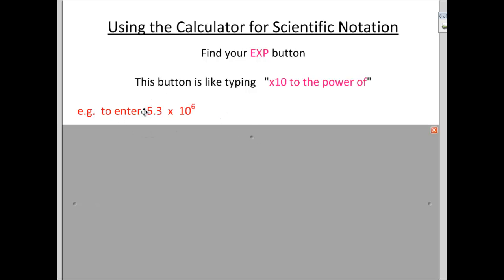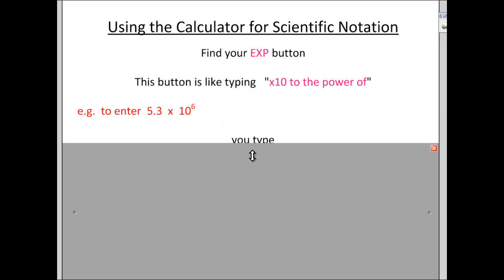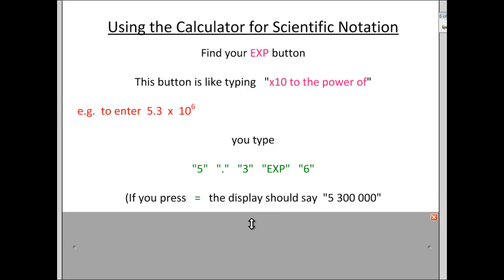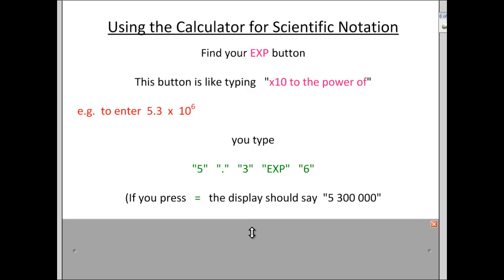That's what it does in your calculator. So if you wanted to enter something like this, 5.3 times 10 to the power of 6, this is what you type. Your 5, your point, your 3, then you type exponential, and you'll notice that what pops up on your screen is a little times 10, and then it's waiting for you to tell it what power the 10 is being raised to. So in this case it's a 6, so you just type 6. 5.3 EXP 6. When you press equals, your display will turn into just a normal number if there's enough places on your screen for it. So in this case there would be. It should say 5,300,000 if you've entered it correctly.